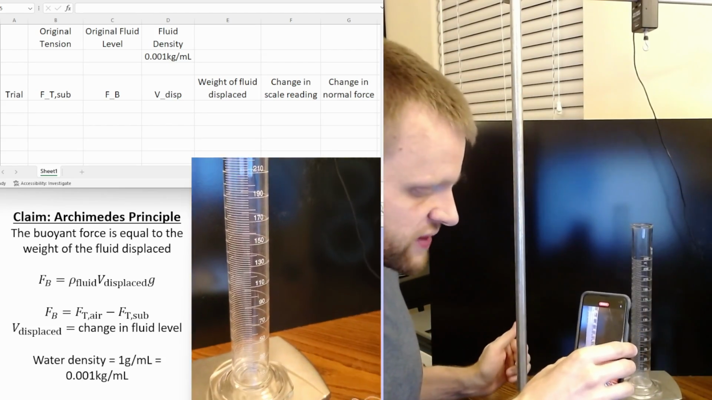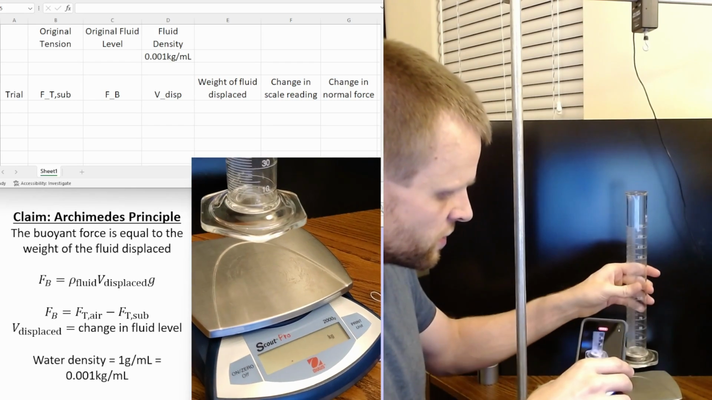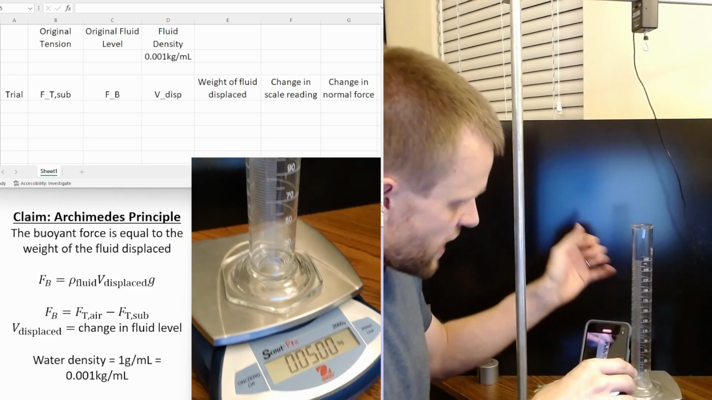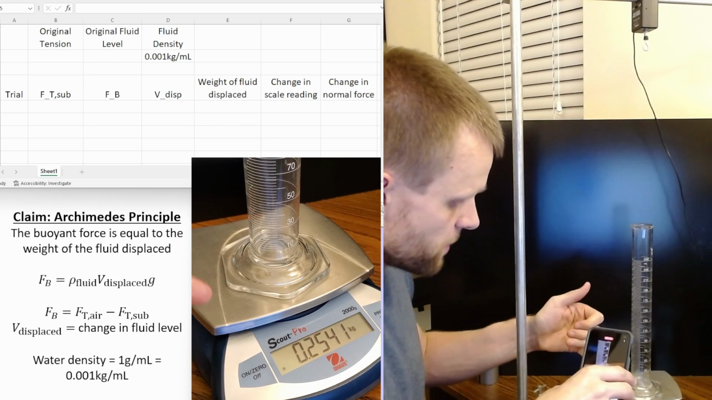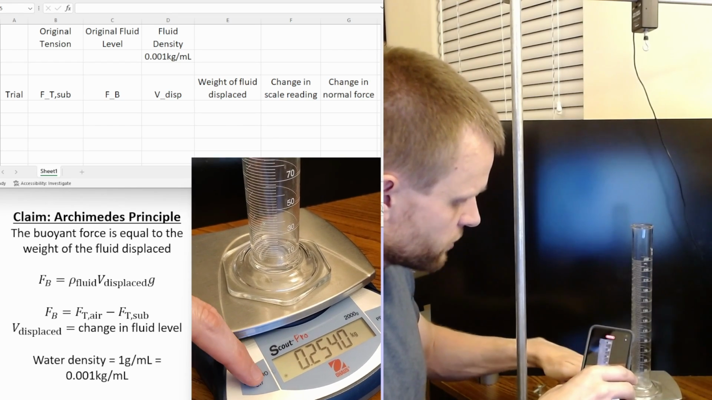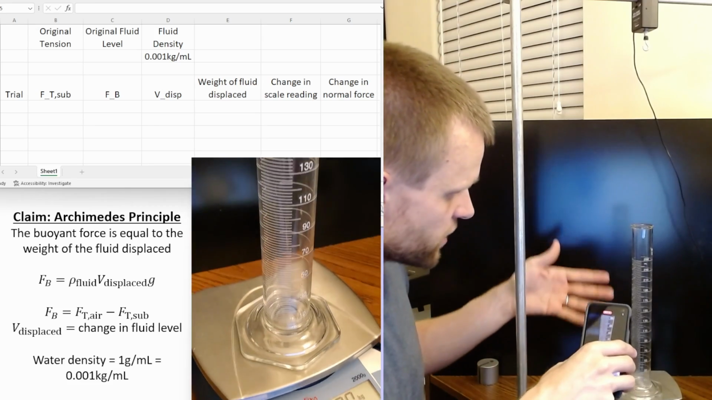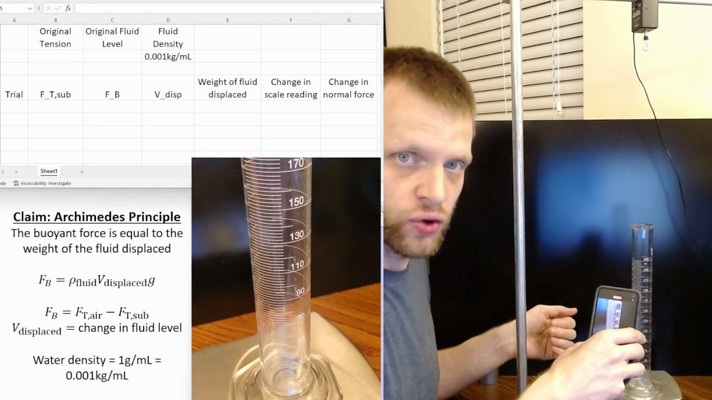One other thing we're also going to be doing is measuring what's happening to the apparent weight of this beaker as the object gets submerged in the fluid. So I'm going to zero this now. We're just getting the apparent weight of the beaker, the normal force pushing up on the beaker, and how that is going to change.